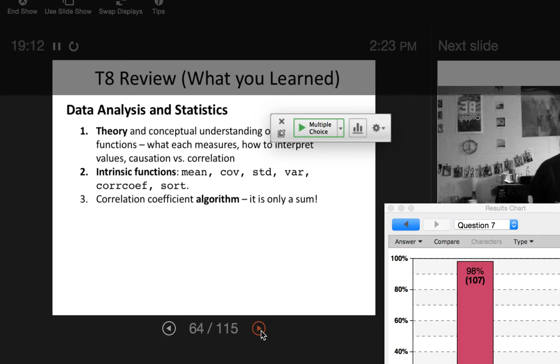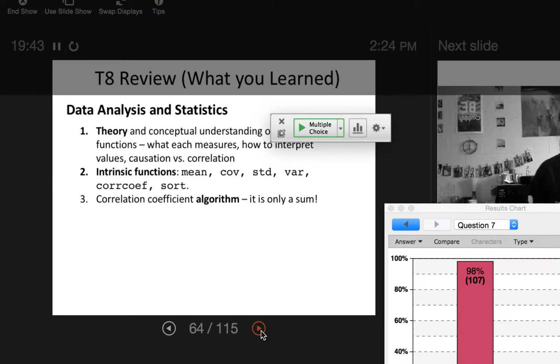Things I want you to make sure that you're comfortable with: topic 8 is the conceptual understanding of these things that we've been talking about. So these statistical measurements that we're programming, or basically programming them all. And then also being able to use any of the intrinsic functions associated with those. And I included sort in there as well, which we're going to use in this topic actually, but they're all kind of categorized under the statistical functions data analysis category.